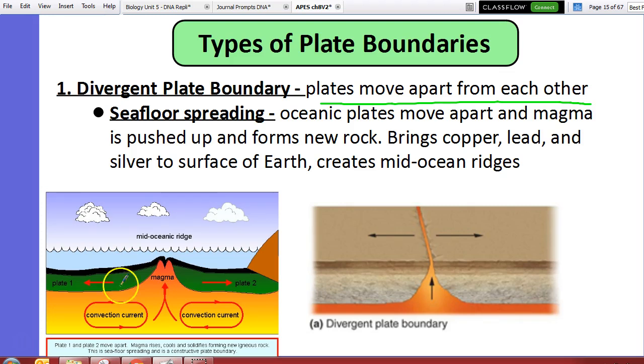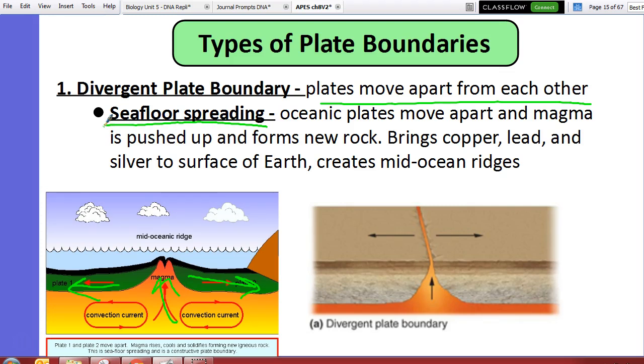So two plates are going to move apart from each other. Okay, and what happens is if this is an ocean, we get the magma coming up, and as that magma hits the water, it's going to cool. So we have new magma coming up, it cools, and so it kind of creates like a new part of the plate, new ocean floor, and then the plates move further apart, and more magma comes up and it cools, and the plates move further apart, and more magma comes up. And so we call this seafloor spreading, and it's actually making new seafloor.